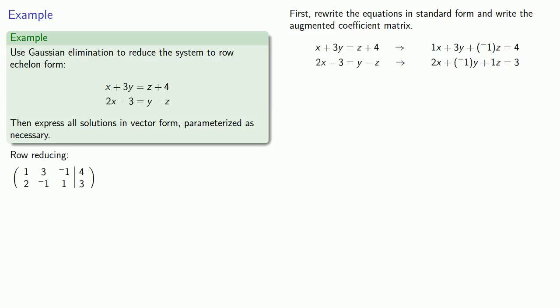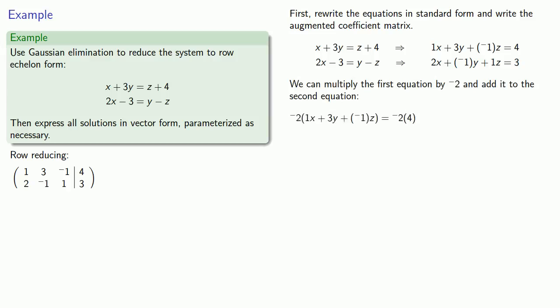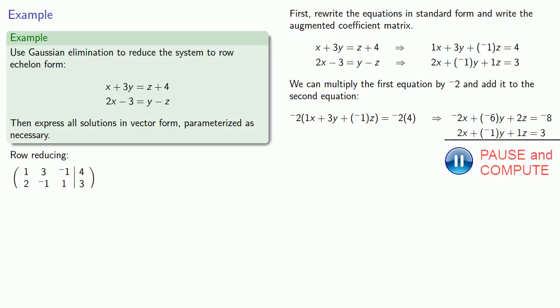Looking at our first row, the pivot is equal to 1 already, so we don't have to do anything with it. If we multiply this first equation by negative 2 and add it to the second equation, we'll eliminate the x coefficient. Multiplying our equation by negative 2 gives us negative 2x plus negative 6y plus 2z equals negative 8. Adding this to our second equation, 2x plus negative 1y plus 1z equal to 3, gives us a new second equation, 0x plus negative 7y plus 3z equals negative 5.